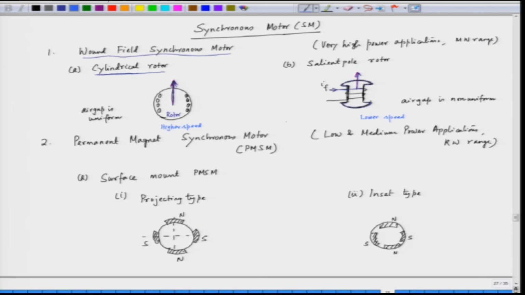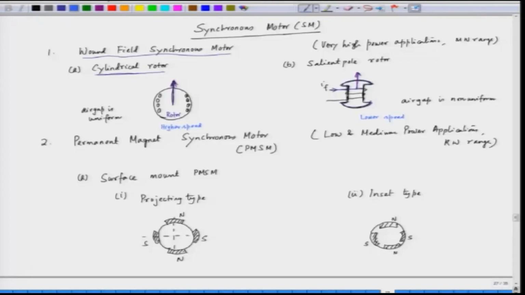Now, the rotor basically produces a DC flux. Unlike an induction motor, here the rotor produces a DC flux, and the DC flux is produced by a DC winding in the rotor. Now, if we replace the physical DC winding by a permanent magnet, we get the permanent magnet synchronous motor. So, in the permanent magnet synchronous motor, we can have various types.